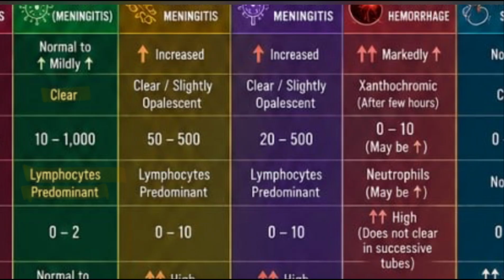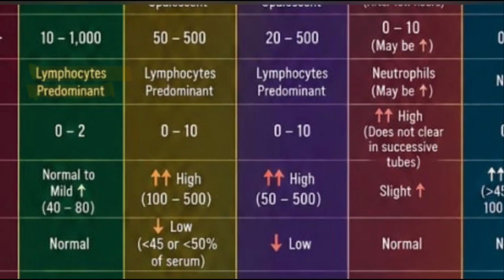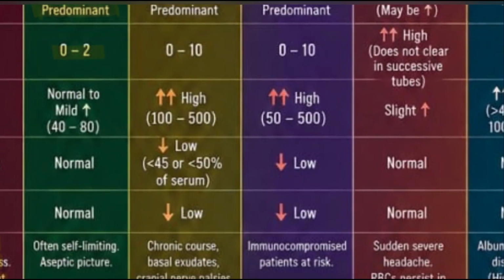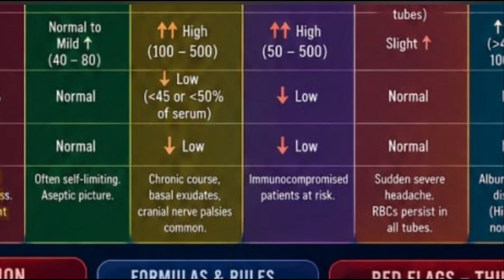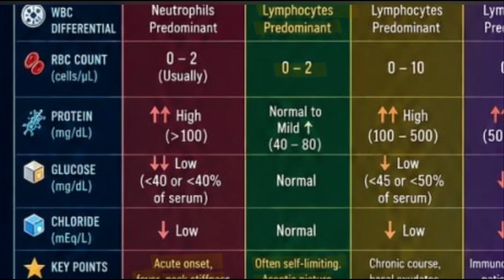Along with that, the protein will be 0 to 2. The glucose will be normal to mild. The chloride will be normal. So it will be self-limiting and lymphocyte dominant. In viral meningitis, the clinical features will be often self-limiting and an aseptic picture. Okay, so these are the things.